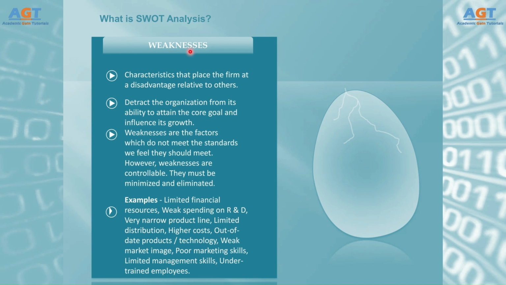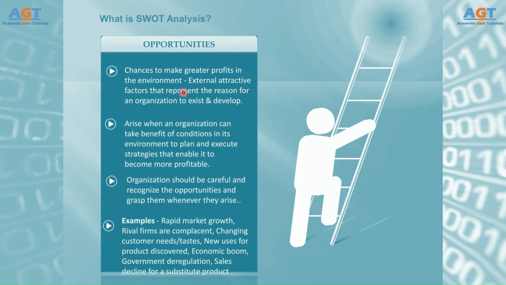Weaknesses. Weaknesses are internal factors that place the firm at a disadvantage and reduce its ability to achieve goals. Weaknesses may include limited financial resources, weak R&D, narrow product line, limited distribution, high costs, weak marketing image, poor marketing or management skills, and undertrained employees. The key point: weaknesses are often controllable and should be minimized. Now we move from internal weaknesses to external opportunities.